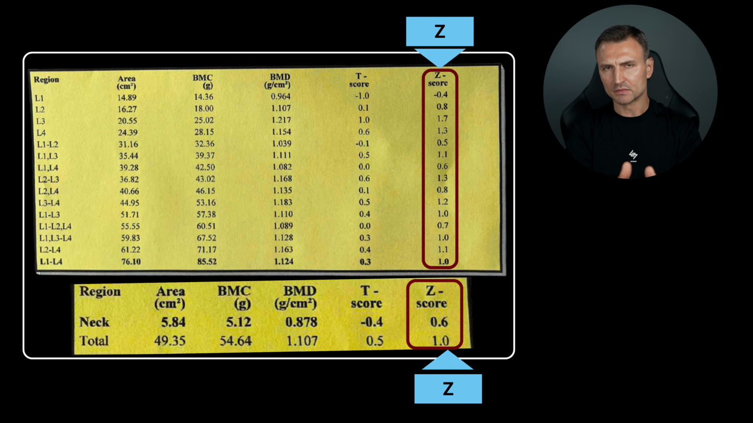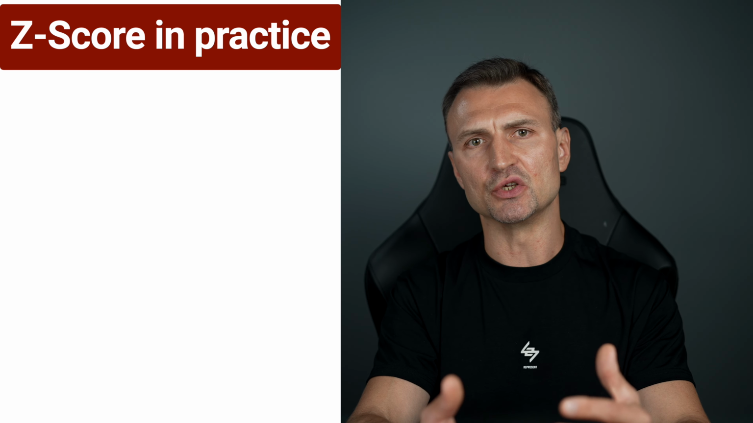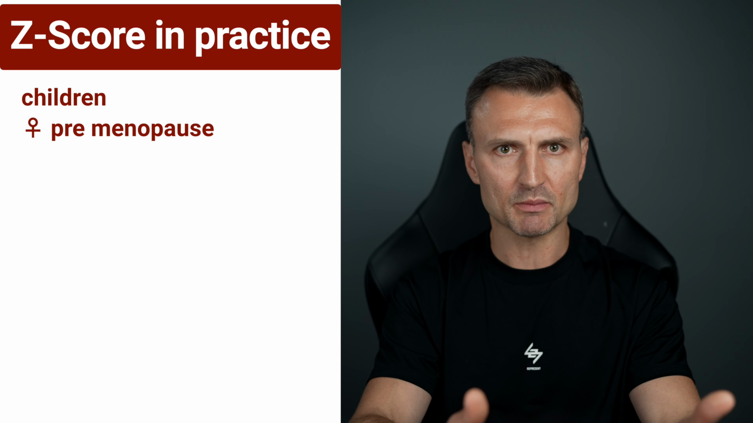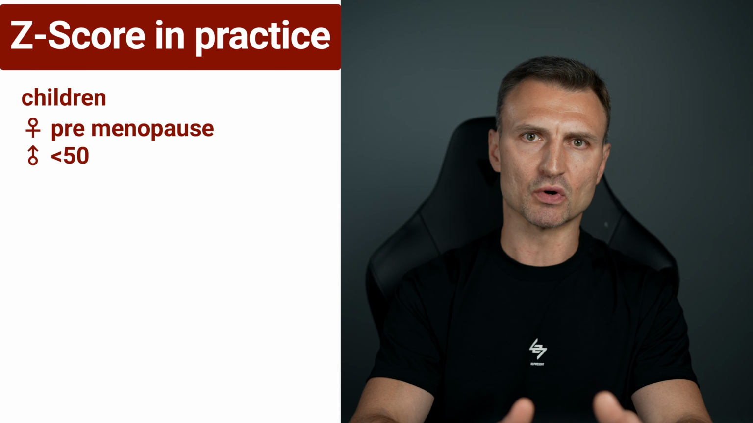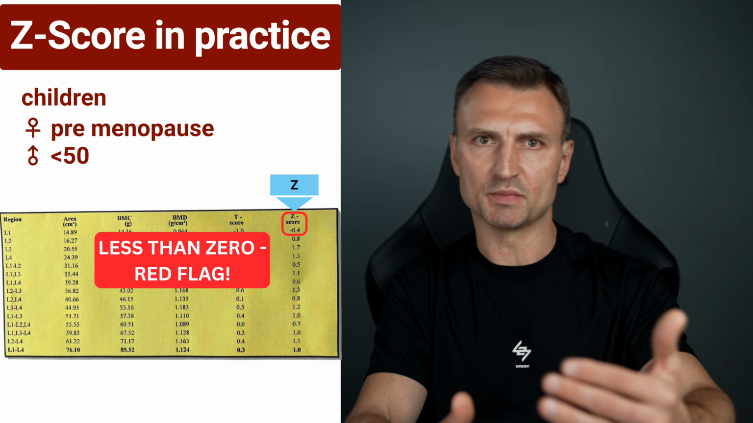The Z-score compares the bone density to an age-matched population of your own sex. And this is something that we use to evaluate bone condition in children, premenopausal women, and men aged less than 50. I tend to interpret a Z-score of less than 0 as a red flag, which requires intervention, particularly in younger individuals. So how can we intervene to improve our bone mineral density?